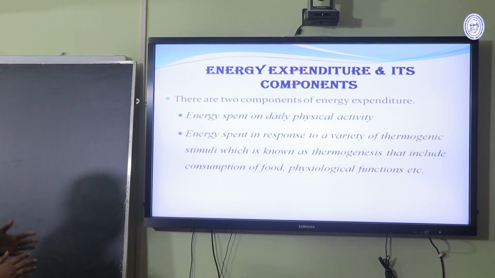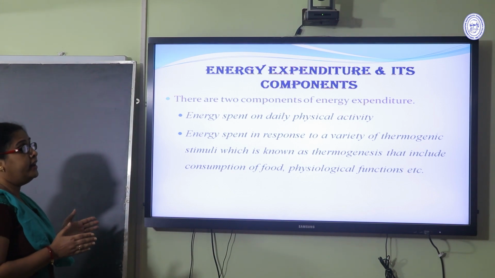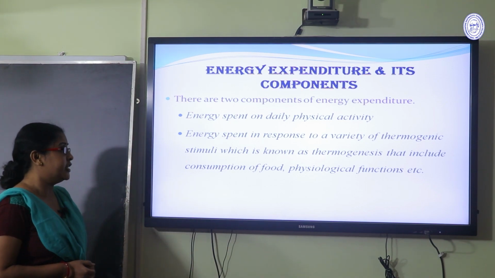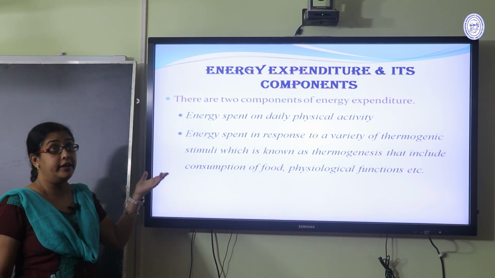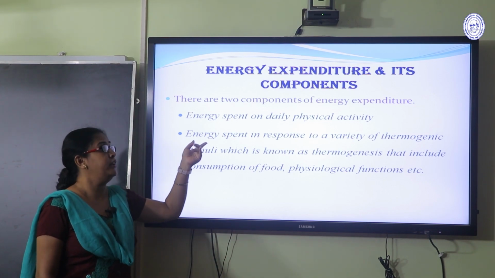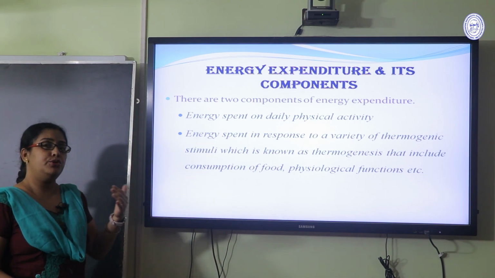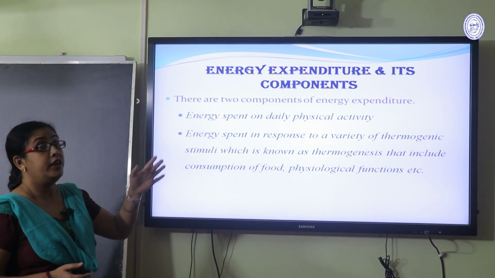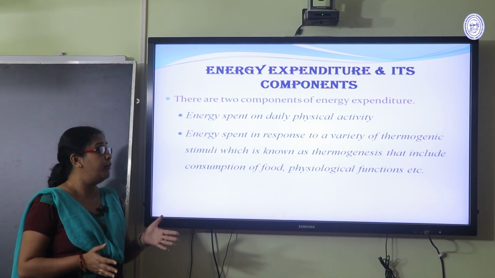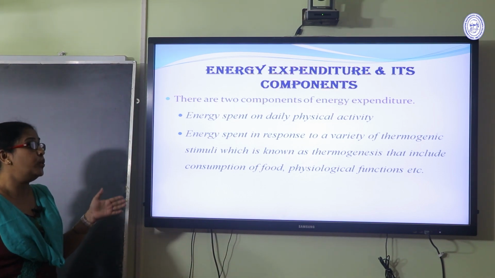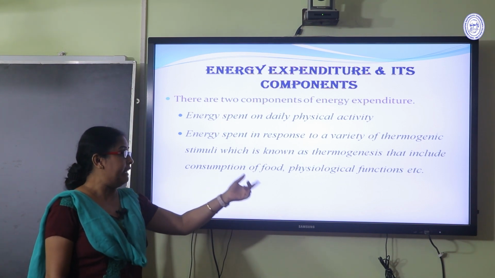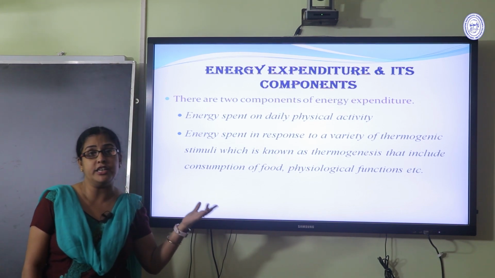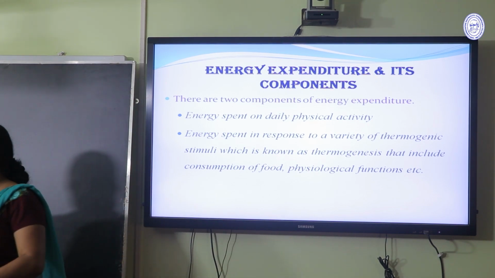Now, coming to the expenditure of energy and its different components. There are mainly two components of energy expenditure. First, voluntary expenditure, that is energy spent on daily physical activity due to muscle contraction and different functions. And the second one is energy spent in response to a variety of thermogenic stimuli, which is known as the thermogenesis process. That includes consumption of food, SDA, physiological functions, different regulatory functions, BMR, etc.